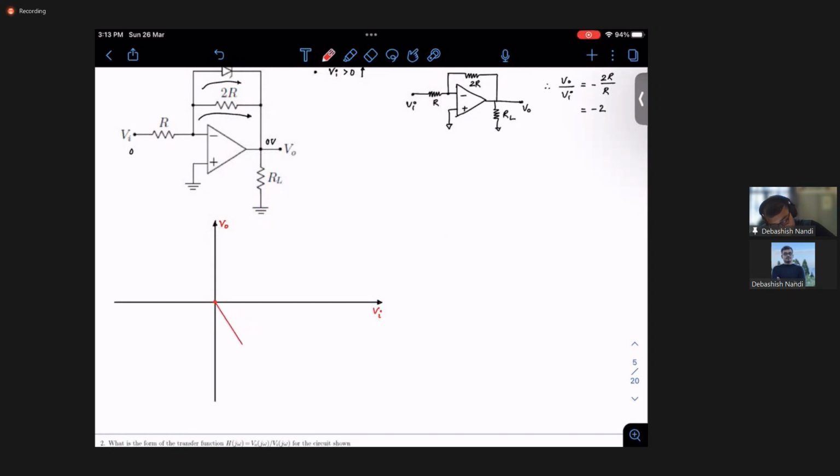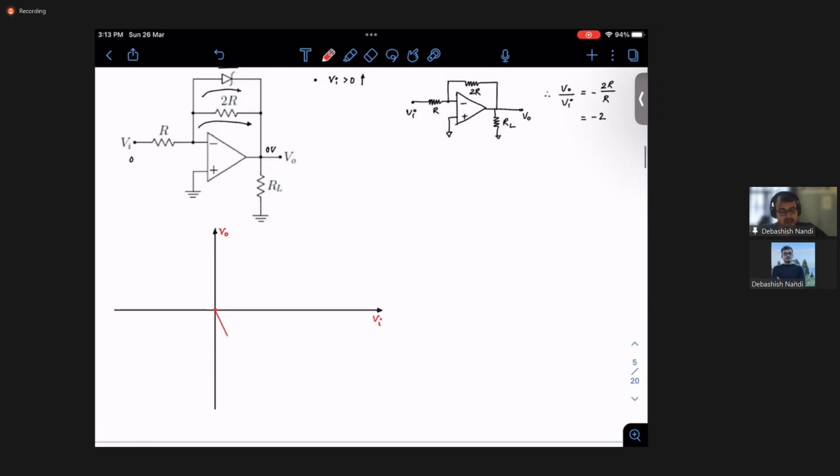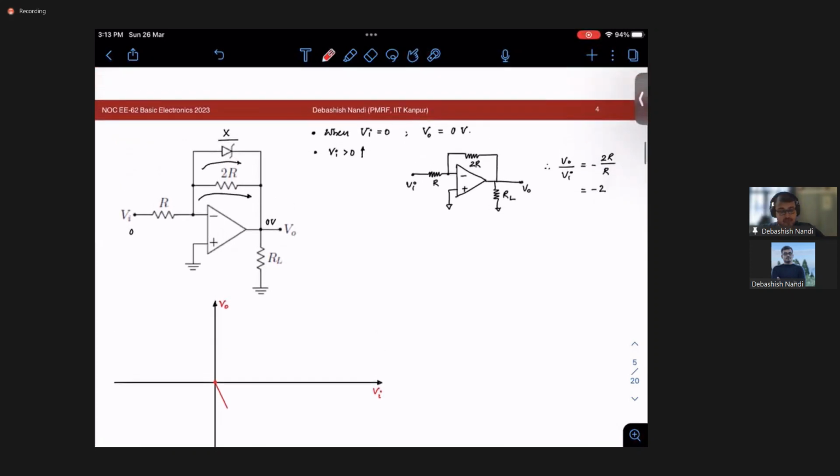this is my characteristics, right? When my Vi is just positive, so just some positive voltage above 0. What will happen after that? As soon as this potential has started to rise, right? This potential has started to rise.